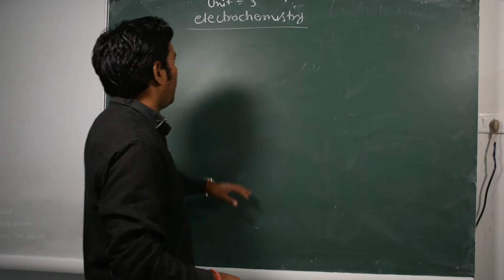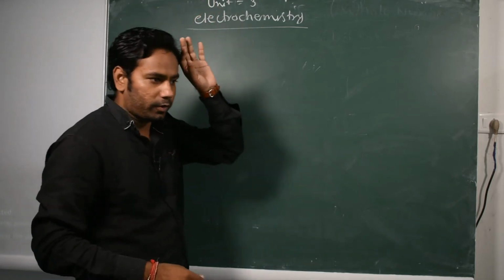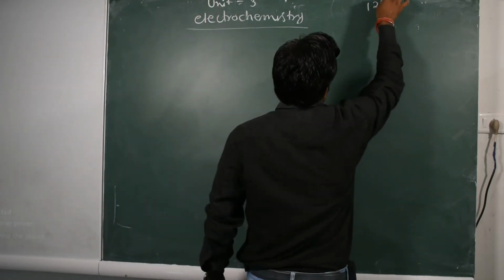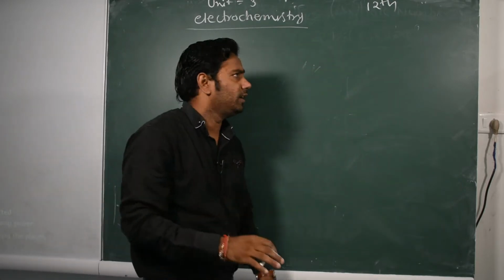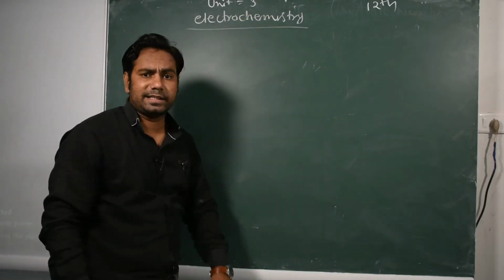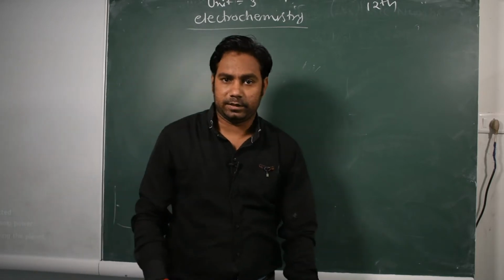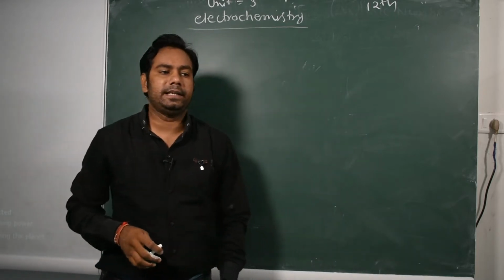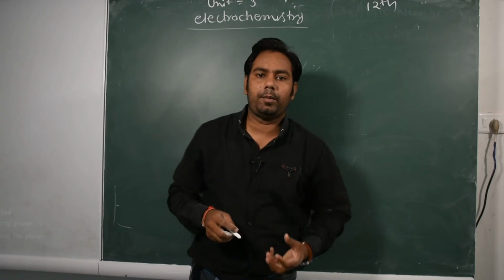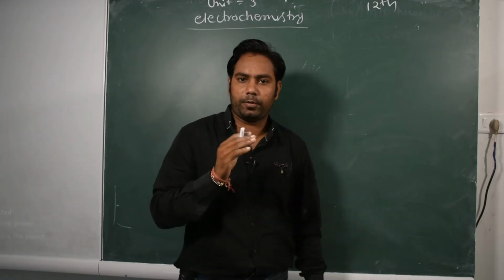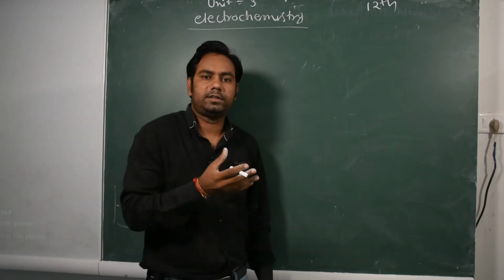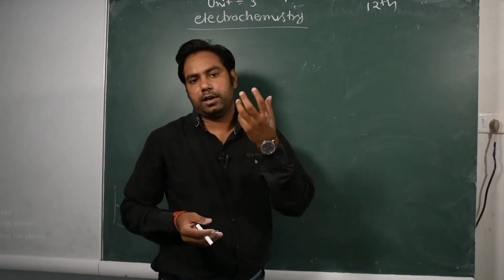Today we discuss the third unit of class 12, electrochemistry. First we clear the basic principles of electrochemistry. Electrochemistry discusses oxidation and reduction reactions, so first we memorize what oxidation is and what reduction is.